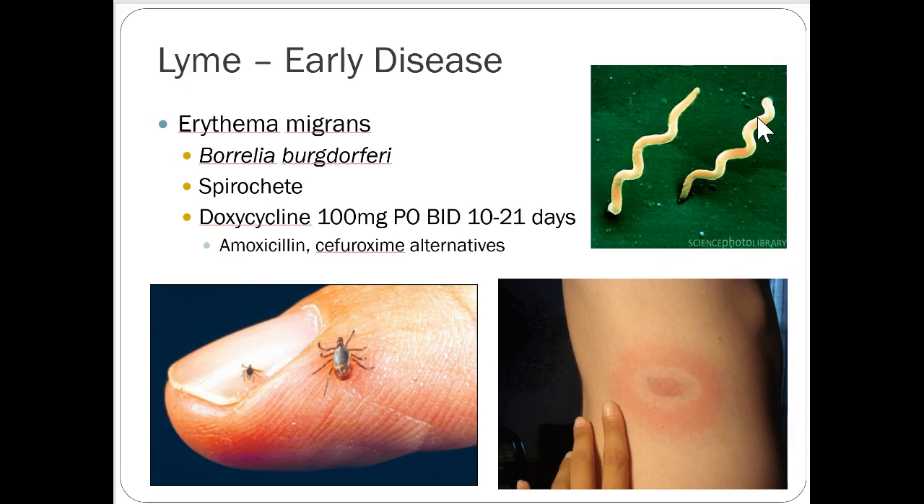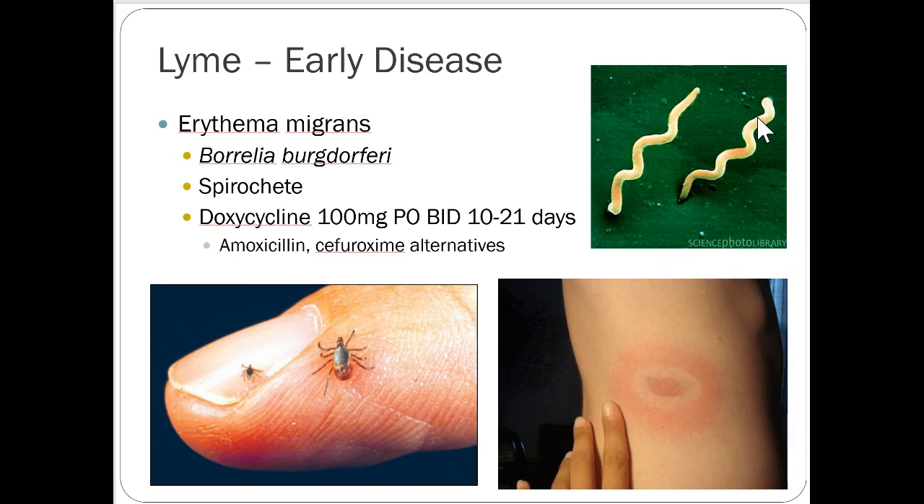Doxycycline is the common drug that's used, and it's pretty much the only one that we use for these patients. So it's 100 milligrams, usually twice daily for 10 to 21 days. You can use amoxicillin and ceftriaxone as alternatives, but this is another one where we really like just doxycycline.